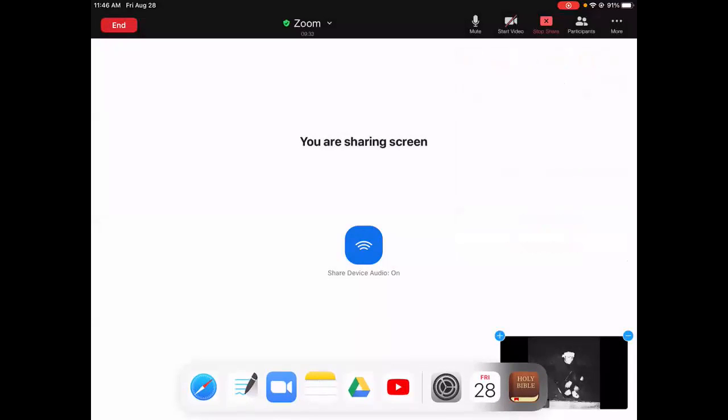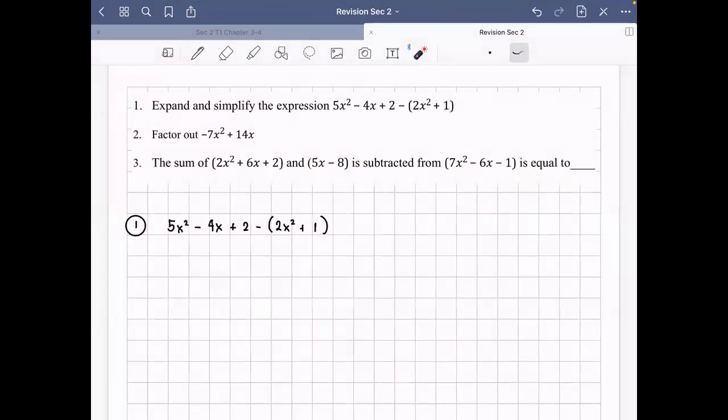Okay, so let's start now with number 1. Expand and simplify the expression 5x squared minus 4x plus 2 minus 2x squared plus 1. Please observe that 2x squared plus 1 is inside a pair of brackets. So that means you have to multiply it. To simplify this, we need to remove the bracket first, right?